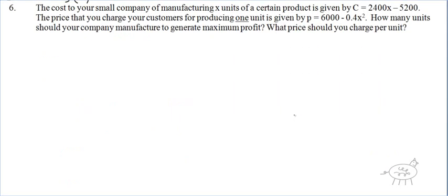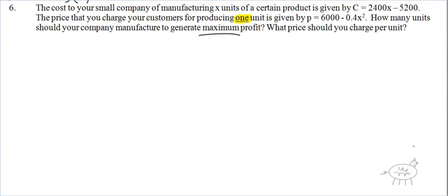So this is a good revenue type problem, where you try to maximize profit, minimize cost. Anyway, the cost to your small company of manufacturing x units of a certain product is given by C is equal to 2400x minus 5200. The price that you charge your customers for producing one, and notice that is underlined, for producing 1 unit is given by P is equal to 6,000 minus 0.4x squared. How many units should your company manufacture to generate maximum profit? What price should you charge per unit?